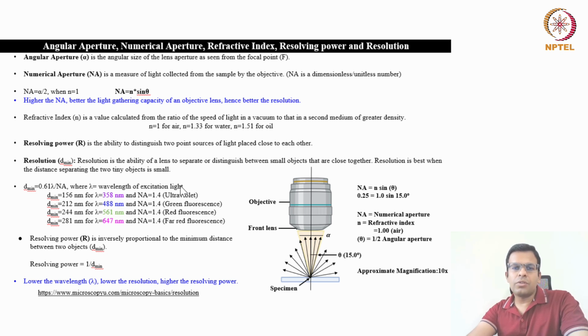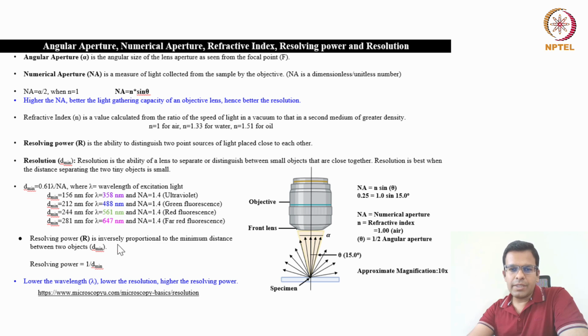So resolution also depends on the wavelength of the excitation light. For the same lens, the resolution may be different for different colors. With the same lens, if you are imaging something in the violet color, say DAPI-stained cell nuclei, then the same objective lens can provide resolution up to 156 nanometers. But if you are imaging with a far red wavelength, that is 647 nanometers, then the resolution will be 281 nanometers for the same objective lens. So the resolution of the objective lens depends on the wavelength of the excitation light.